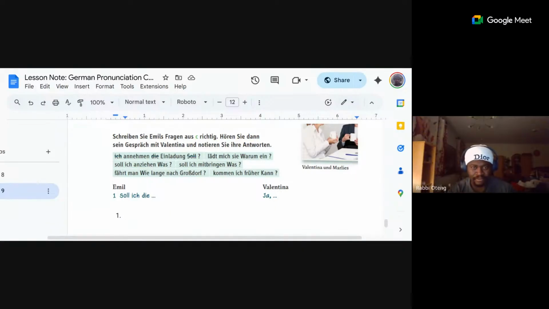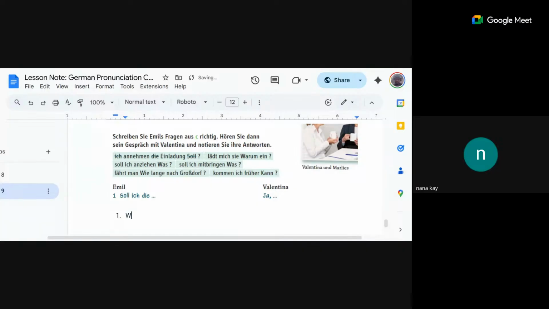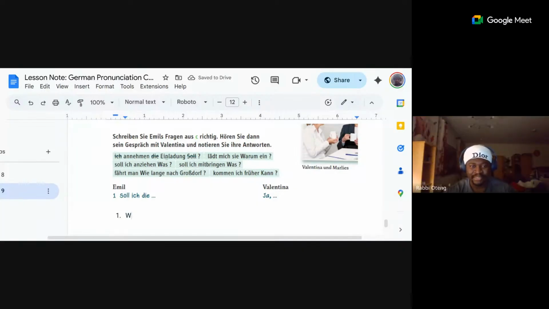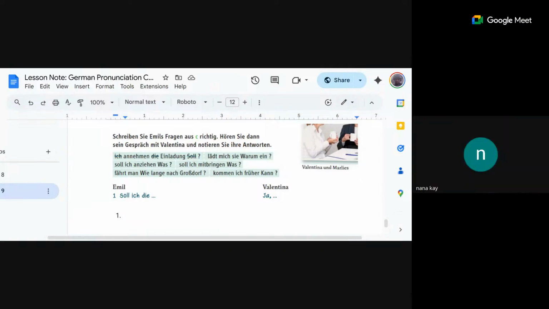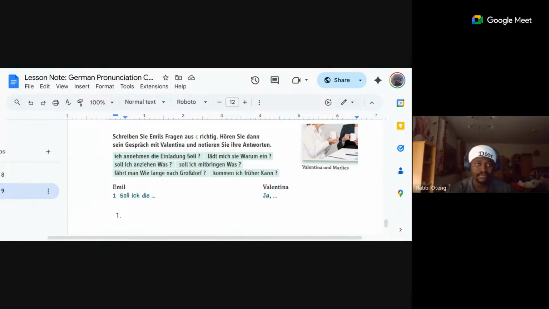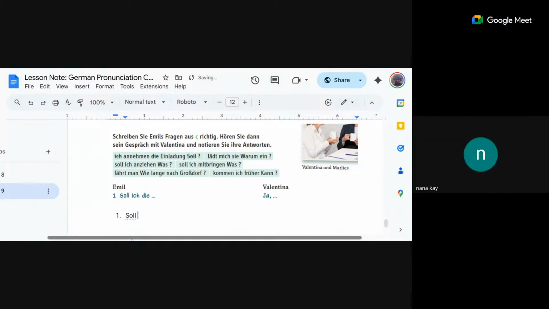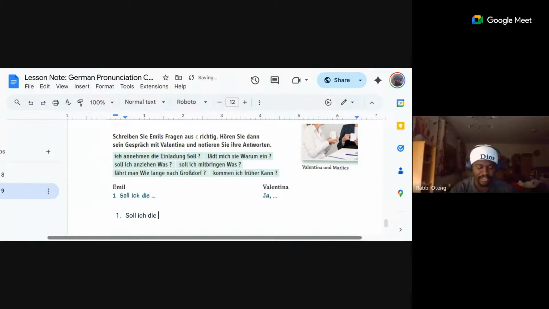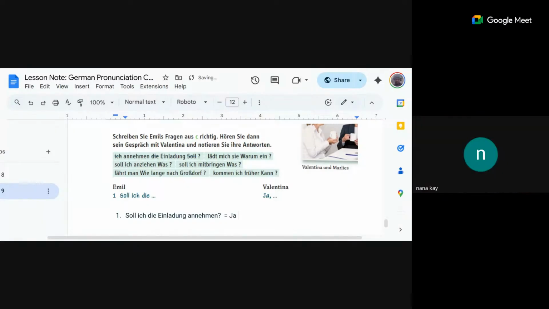So using should, for accepting the arrangement, asking a question: Soll ich die Einladung annehmen? Then the answer will be: Ja. Nehme die Einladung an.